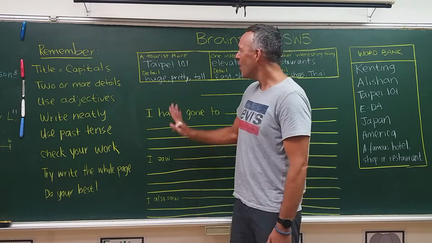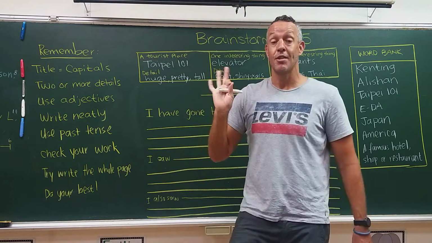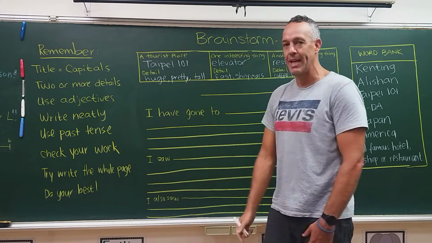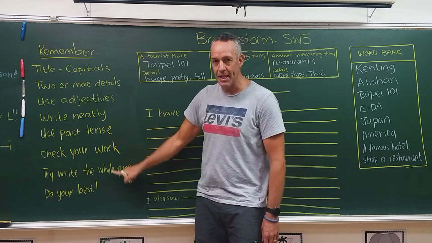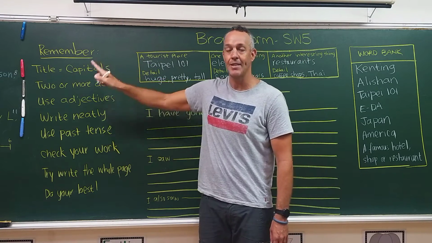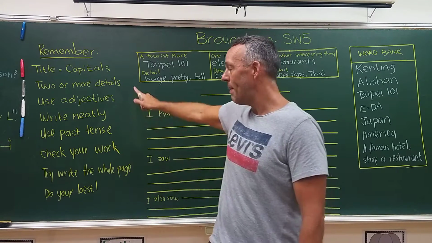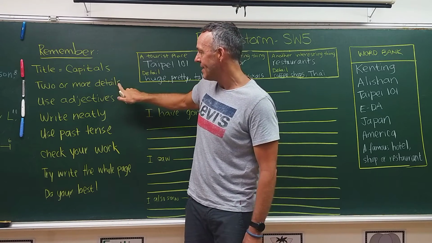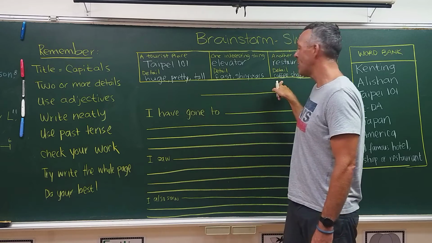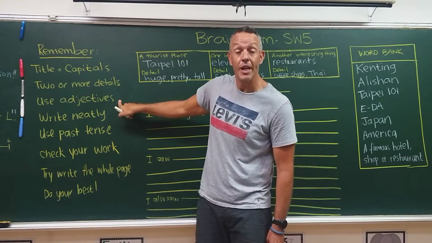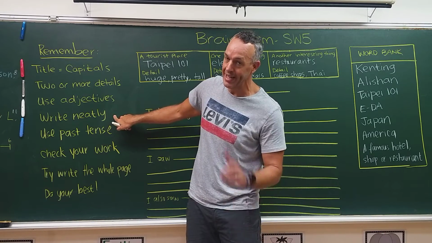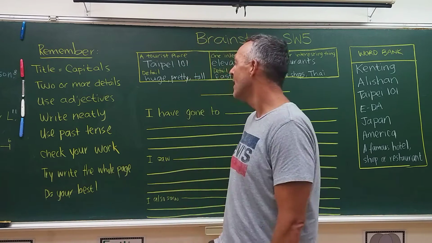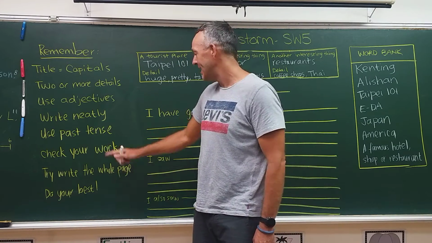Okay, so once you've got your brainstorm, you're all set to start writing. But before you put a single pen onto paper, as we say, or use your pencil, please remember these important things over here. And later on, when you look at the photo of the board, you can go back and double check that you've done these things too. When you write your title, capital letters, try and add at least 2 or more details at the bottom here. Use some good adjectives. Of course, write neatly. You knew I would remind you about that. Use the past tense because you've already been to that place. Of course, check your work to make sure that you didn't make any careless mistakes.